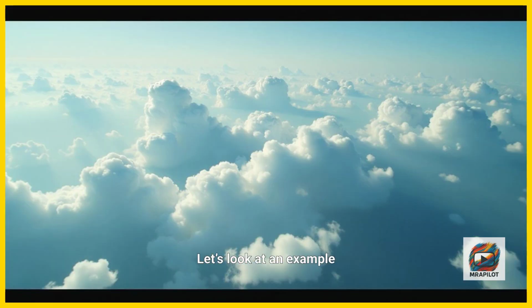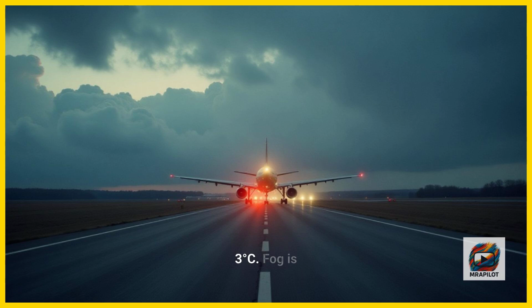Let's look at an example METAR. This means scattered clouds at 2,000 feet, broken at 4,000 feet, good visibility, and a temperature dew point spread of 3 degrees Celsius. Fog is unlikely, but low clouds may limit VFR descent.